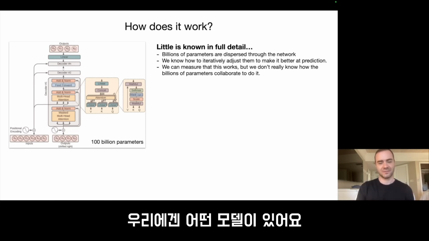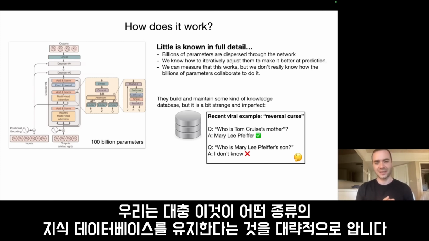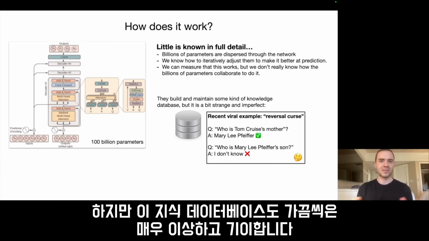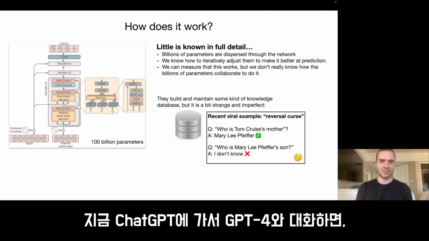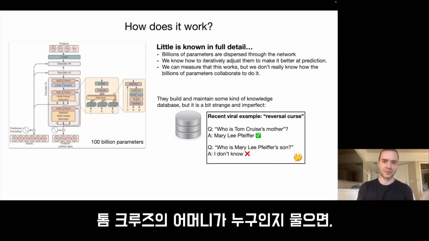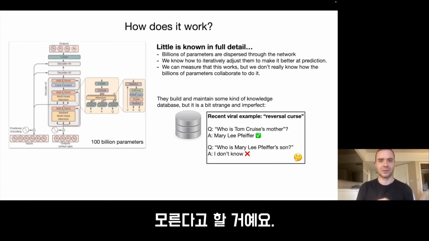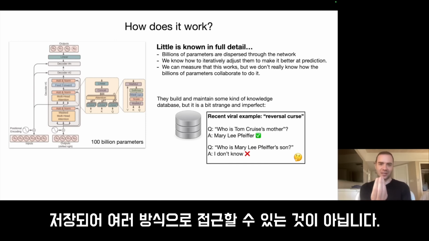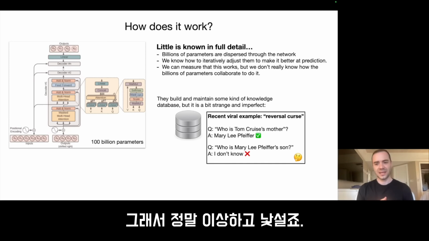We have some models that you can try to think through on a high level for what the network might be doing. We understand that they build and maintain some kind of a knowledge database, but even this knowledge database is very strange and imperfect and weird. A recent viral example is what we call the reversal curse. If you go to ChatGPT and talk to GPT-4, the best language model currently available, and you say, who is Tom Cruise's mother? It will tell you it's Mary Lee Pfeiffer, which is correct. But if you say, who is Mary Lee Pfeiffer's son? It will tell you it doesn't know. So this knowledge is weird and kind of one-dimensional. This knowledge isn't just stored and accessible in all the different ways. You have to ask it from a certain direction, almost. That's really weird and strange.